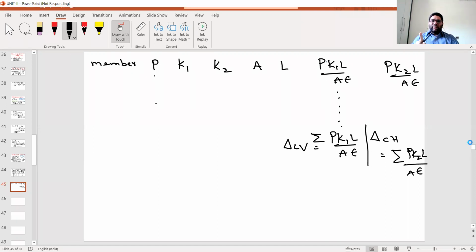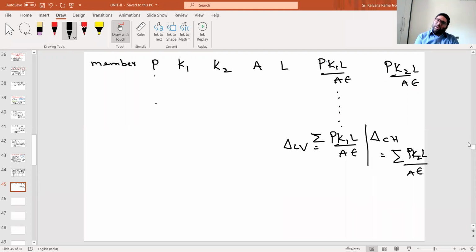If you are asked only vertical deflection, but not horizontal deflection, straightforward that is taken as K, or whatever K you want, and PKL by AE. If you are asked horizontal deflection, that will also become K. But if you are asked both the cases, you will have to solve the forces in all the members due to external force, due to unit loads, and combine. So method of joints is like that, very important.